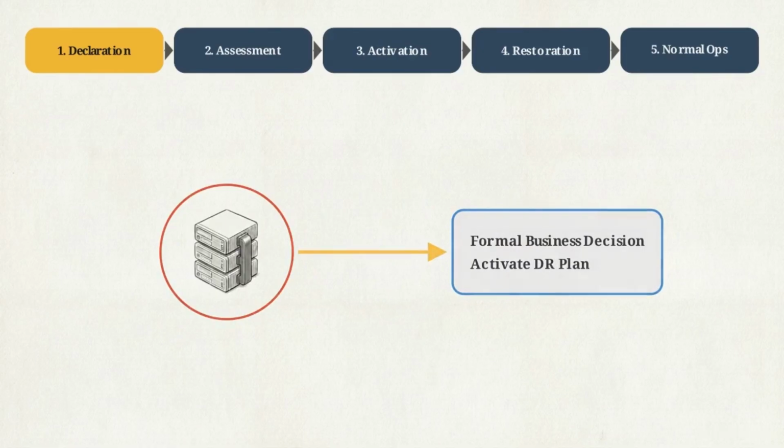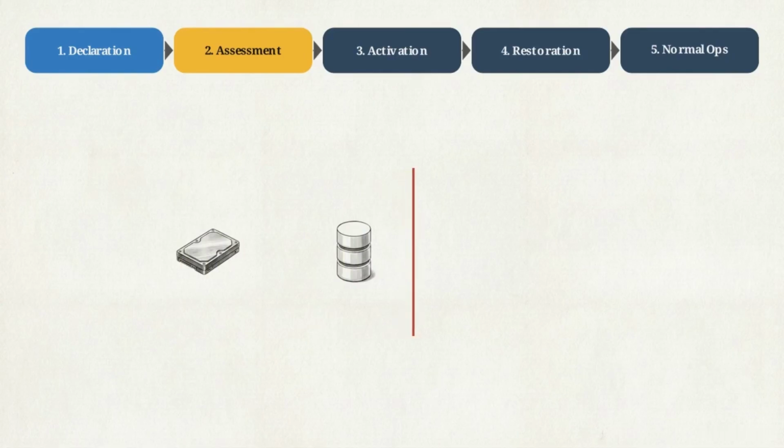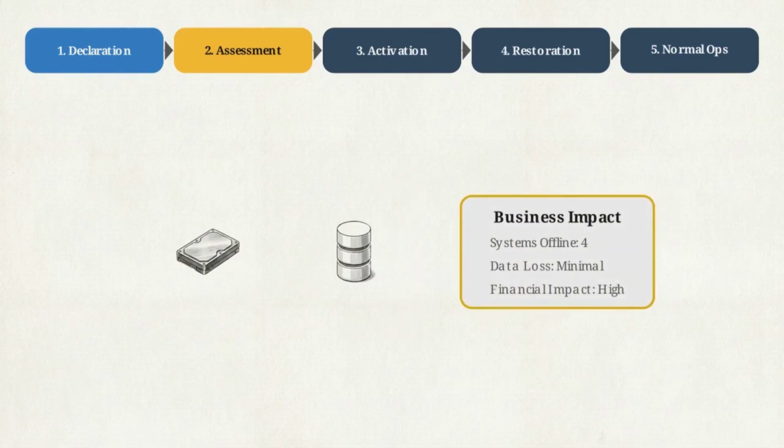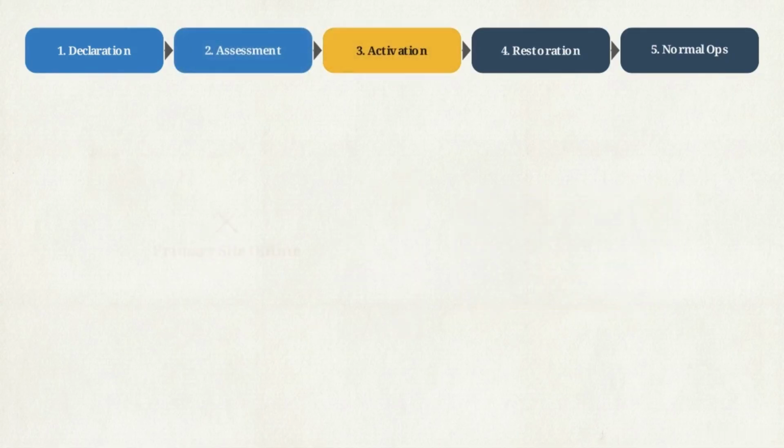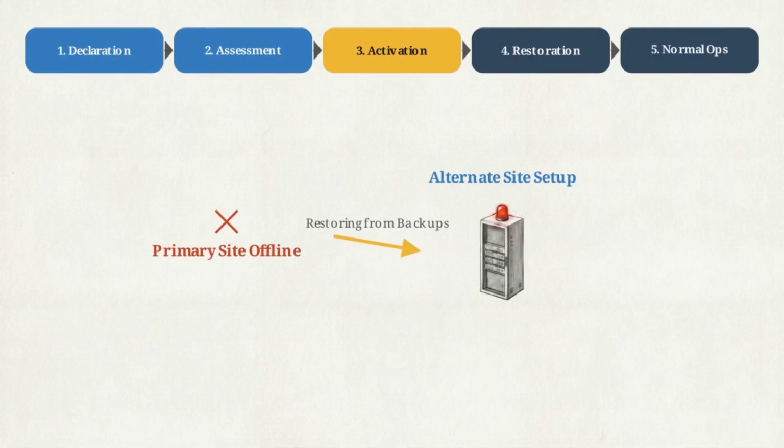Phase 2 is the damage assessment. Teams evaluate exactly which systems are affected and what data is impacted to determine the total business impact. Only after the damage is quantified do we reach Phase 3, recovery activation. This is where technical teams execute predefined plans, falling back to alternate sites or restoring from backups.